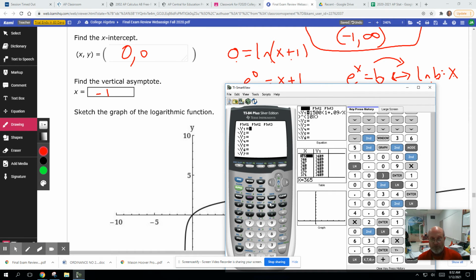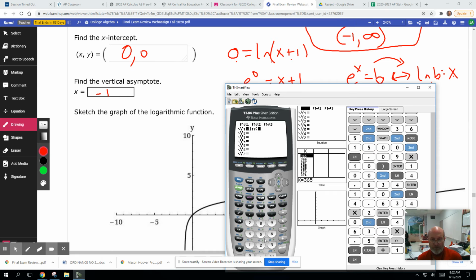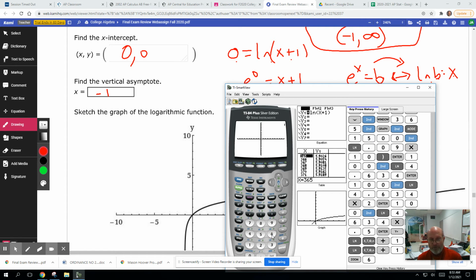Oops, I thought I cleared that. Now I'm going to zoom 6, because that's going to graph it in a standard window. And so there. Now remember, your calculator cannot handle this function. It gets so steep so fast when it goes to that vertical asymptote that your calculator can't enter all these values. So it just looks like the graph stops. Your calculator can't handle this function.